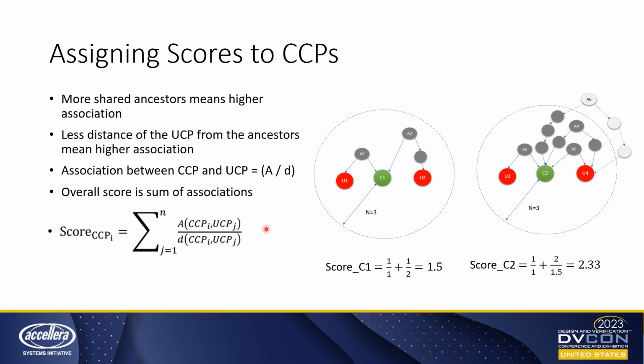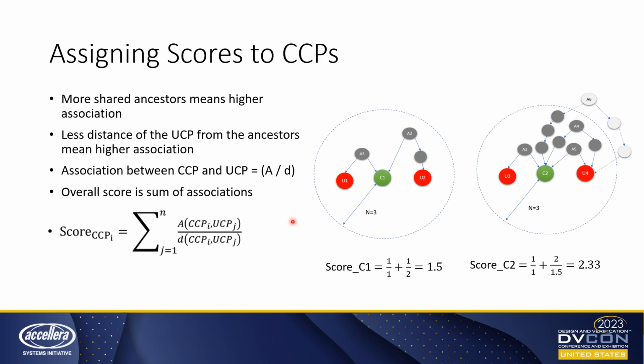In this slide, we're going to explain at a high level what we mean by association between a CCP and a UCP pair. We define association as the number of shared ancestors divided by the average distance of the UCP from the shared ancestor. So for a CCP UCP pair, if we have more shared ancestors, that means there is more association, and the less the distance of the UCP from the shared ancestor, the more the association.